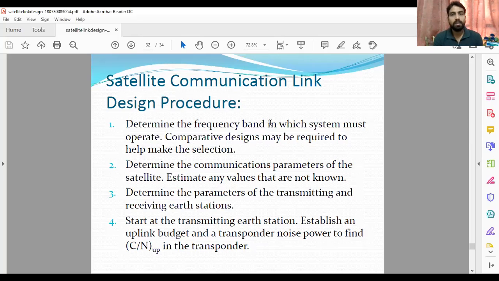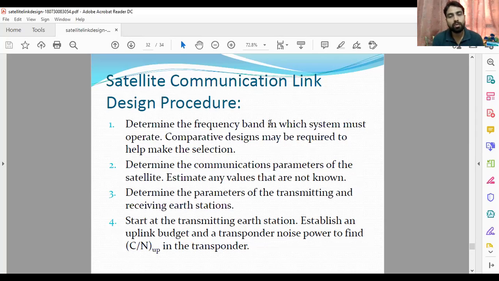Second point: determine the communication parameters of a satellite. Estimate any values that are not known. So what are the communication parameters we are looking for? Suppose we have taken the example of mobile communication and we want to use it through a satellite. What exactly do we need? What kind of transmitter do we need? What kind of receiver? What kind of transponder, which converts the frequency?